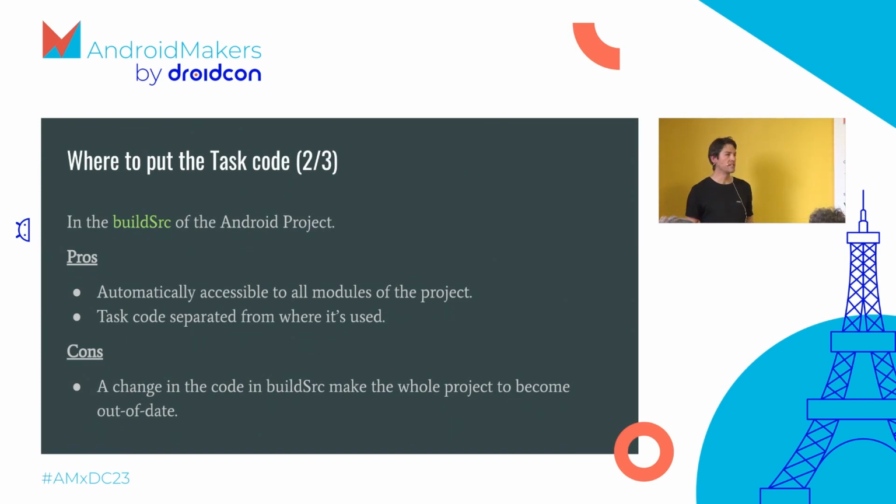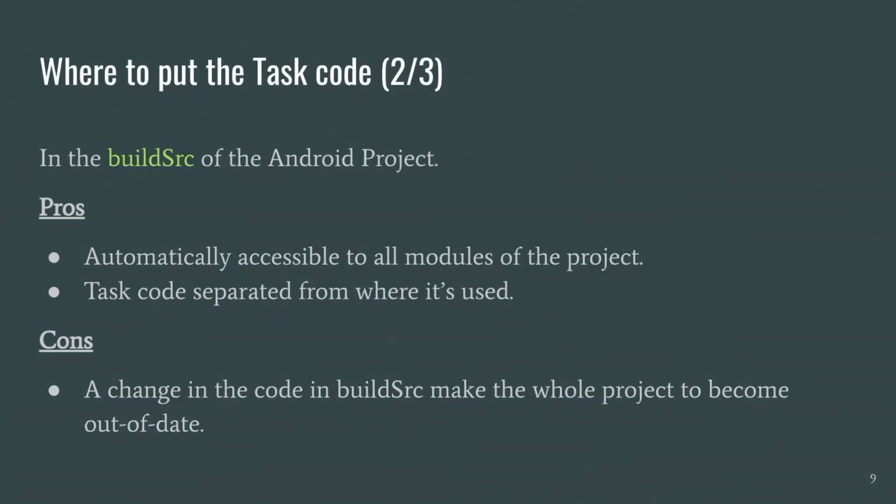A big disadvantage is that by using the buildSrc directory, when you modify your code or add new code in this directory, the build cache of all the modules of your project is invalidated. So the next time you build your project, it will take more time.